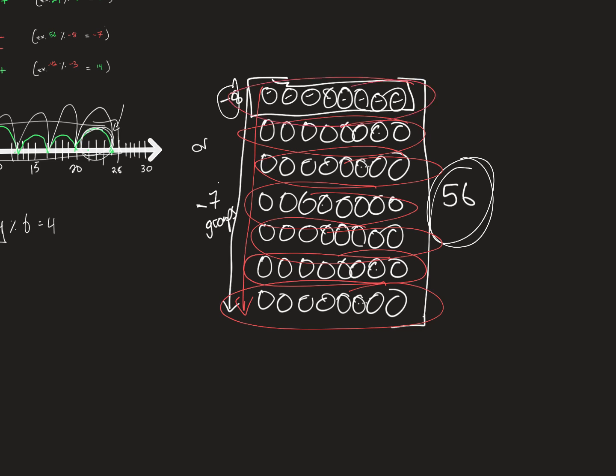So if I wanted to write this out, I would have 56 divided by negative 7, which would be equal to negative 8. And so that's a way to model it as well.